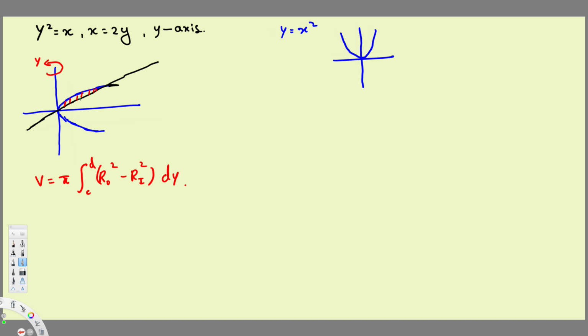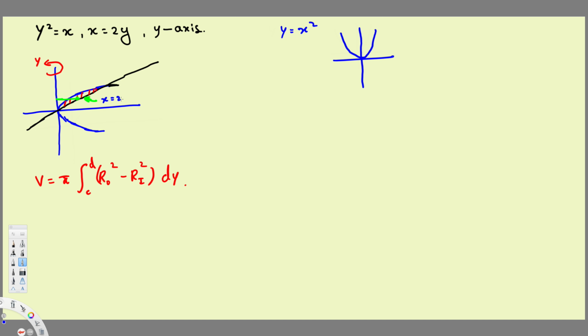To find the outer radius, if it's rotated around the y-axis, we draw the line from the y-axis. If it's rotated around the x-axis, we draw the line from the x-axis. So here we have this one rotating around the y-axis, so we draw the line from the y-axis, and wherever the line touches last, that's going to be the outer radius. So here it's touching this one last, so this is our outer radius. We know the function of this one, that is x equals 2y.